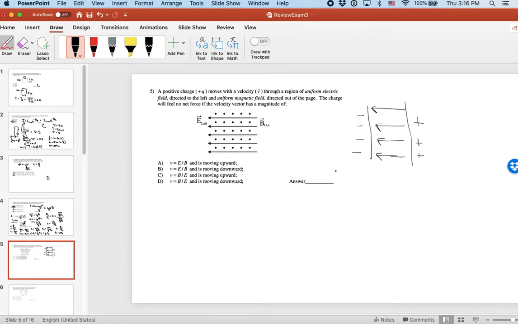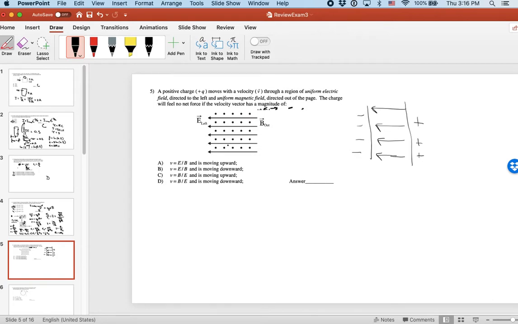So I know that I have a positive charged particle. So I know that the charged particle then is going to follow the electric field because it wants to go towards the negative charge on this plate. There's a uniform electric field, right, and then we have a uniform magnetic field directed out of the page. So the charge will feel no net force if the velocity vector has a magnitude of, so it's asking me about the velocity, and it wants to know which direction it's going to be going in. So if I look at the answers, it's going to be either moving upward or downward.